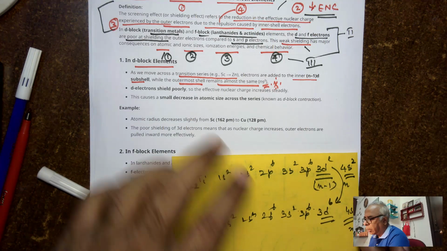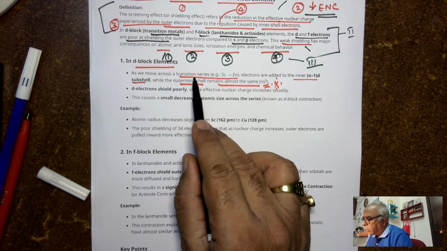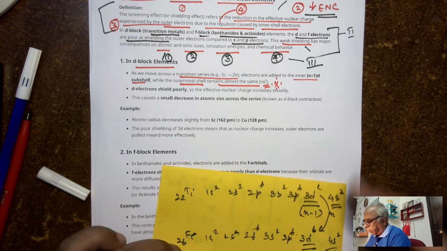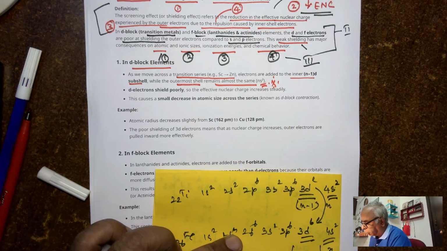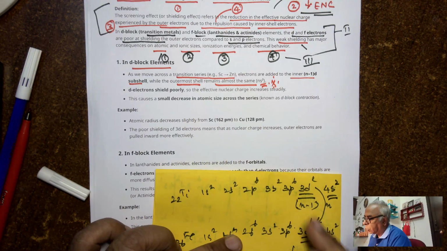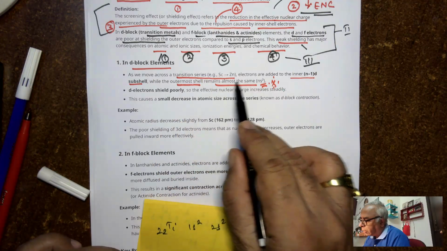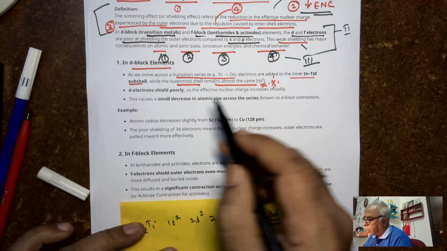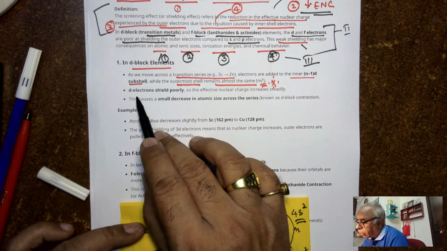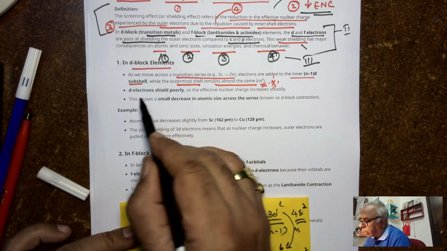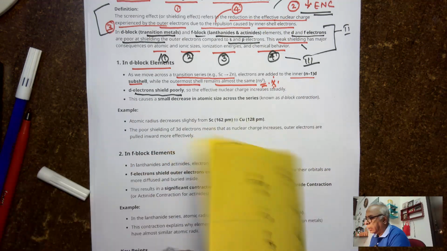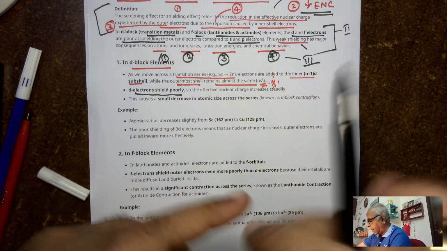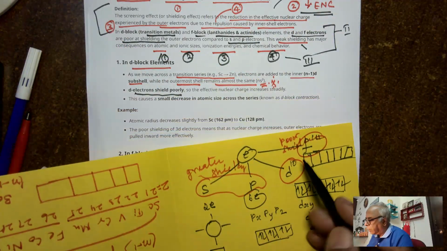It keeps on changing. So as we move across the transition series, electrons are added in the n minus 1 D shell. The electrons are getting added there. The outermost shell remains constant. So the 4s2 remains constant, right? Now, the d electrons, as we have already seen and discussed, have poor shielding effects.